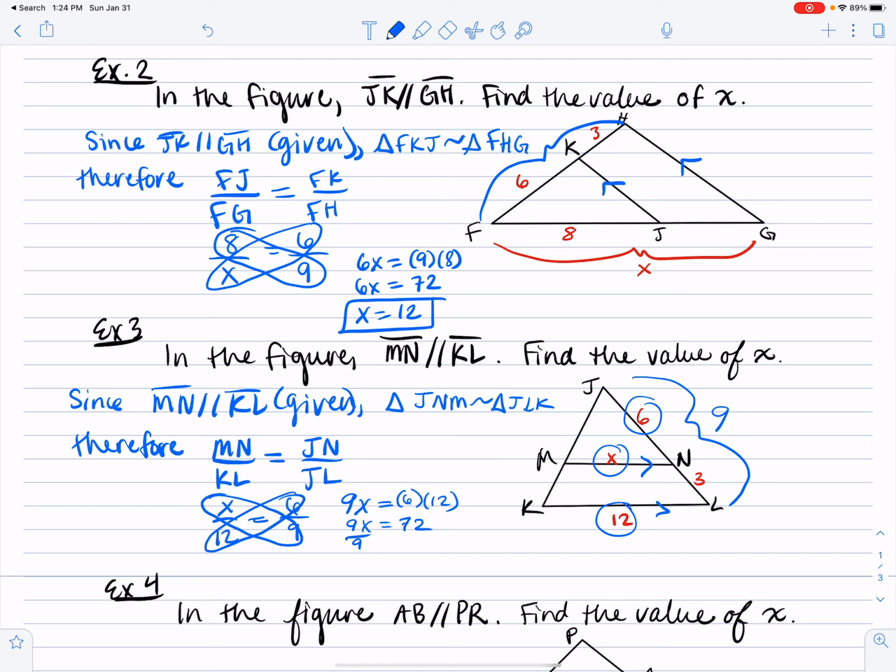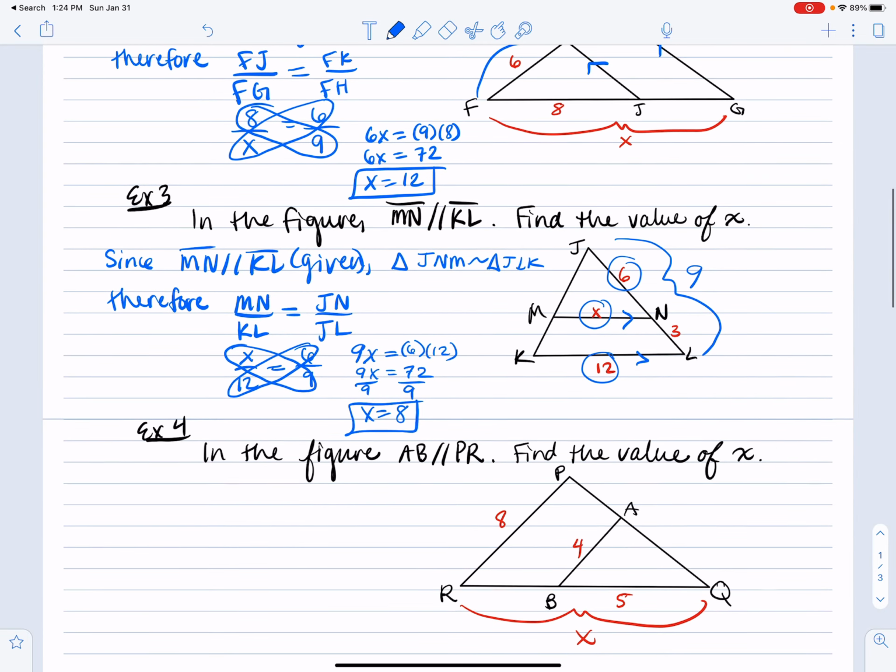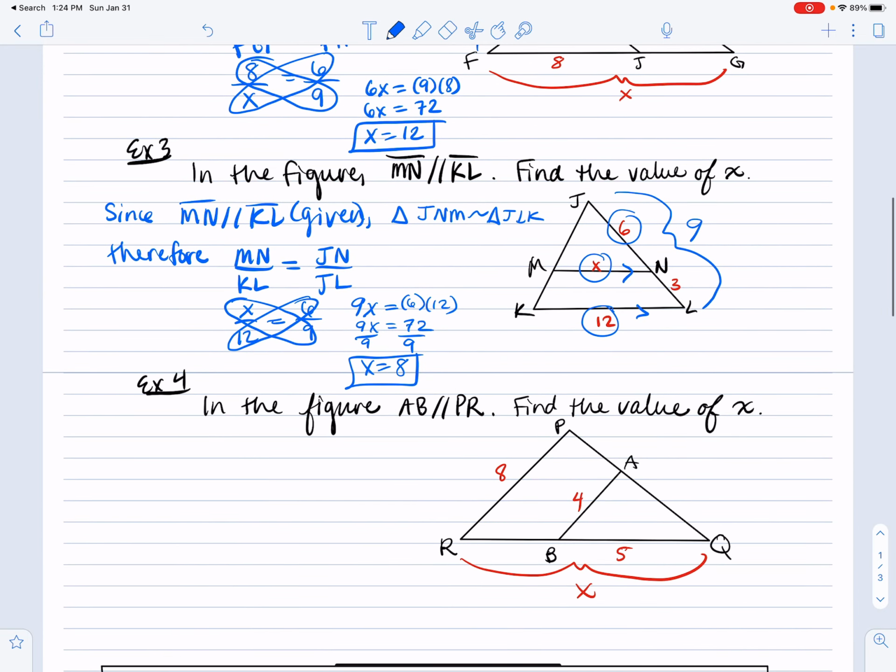Divide by 9. X equals 8. Since there's no units like inches or feet, we can leave it like that. And since it's asking us to solve for x, we're done here. Okay, example 4 is very similar.